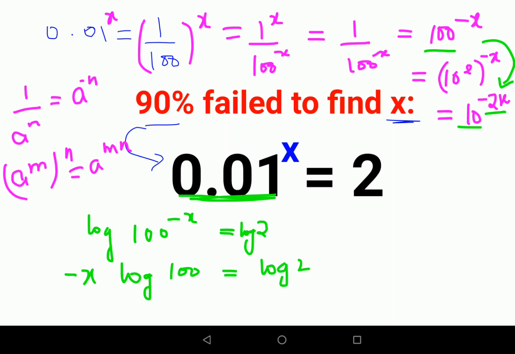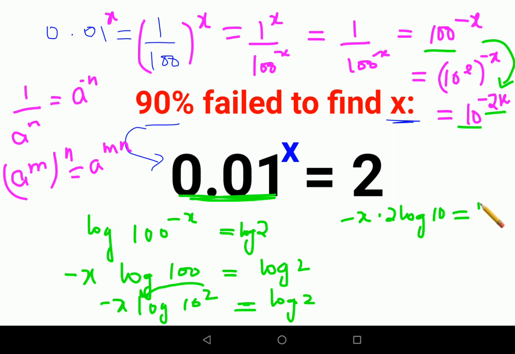Now at this point, this is crucial for you to remember: log of 10 squared equals log 2. So now this becomes minus x into 2. The 2 will go ahead into log 10, so we have 2 log 10, equals log 2. Now log 10 to the base 10 becomes 1. So this eventually becomes minus 2x into 1 equals log 2. Now, in order to find the value of x, we will divide both sides by minus 2.